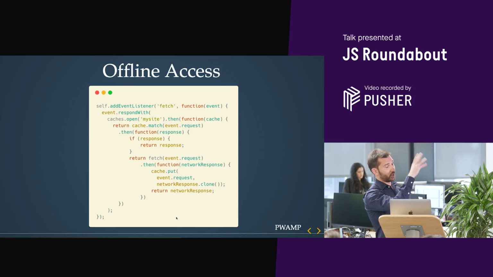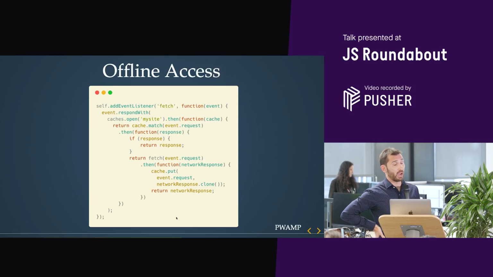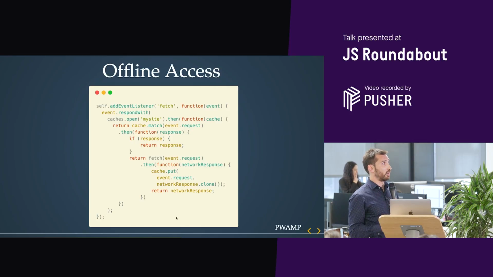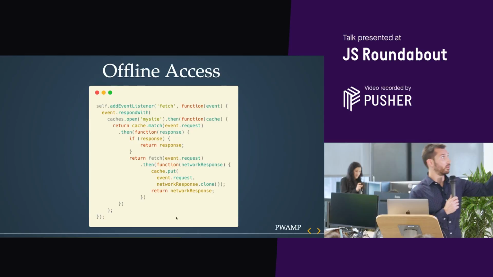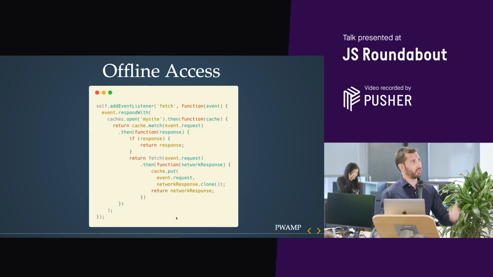And this one is just a snippet for how it works. So when the app tries to fetch any data, it opens a cache, and then with the cache open, it just performs an initial step, like a match.